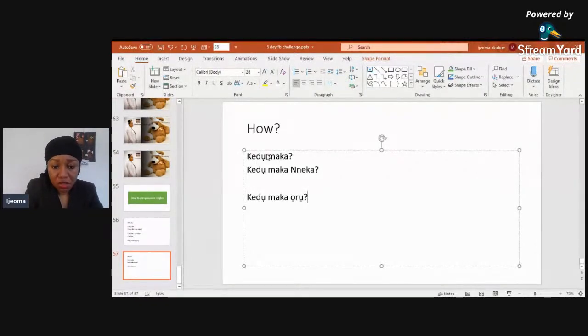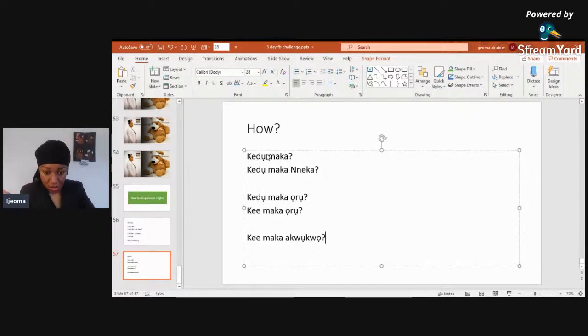And like I said, when we're speaking, we usually just say ke, so it's the same thing. Ke maka oru. Ke maka akwukwo. Akwukwo is school or study. Akwukwo can also mean book, but in this case, I'm asking about your studies.